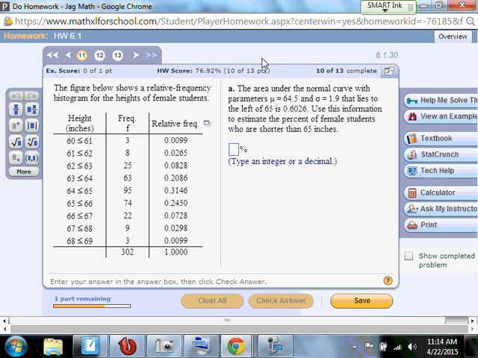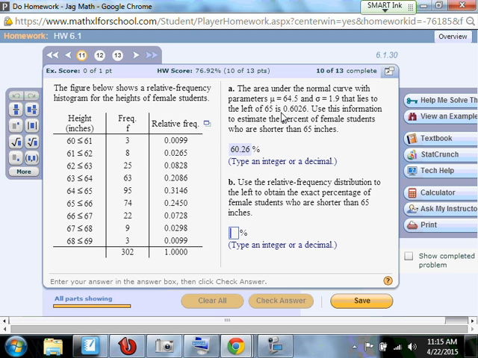Shorter than 65. Oh, man. What are we going to have to do here? Oh, so the first part, let's see. Part A, the area under the normal curve, blah, blah, that lies to the left of 65 is this. So here we're just going to change that to a percent, right? There we go. In this part, we actually have to add them.